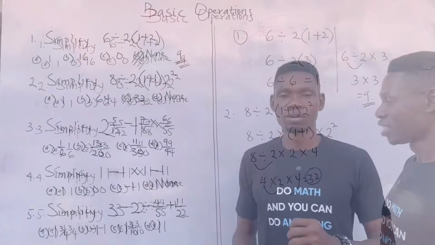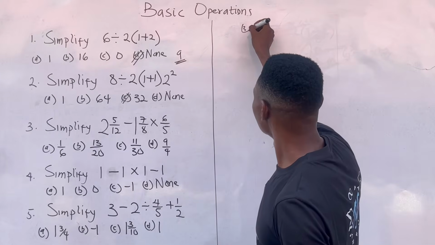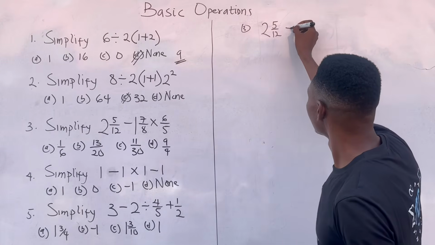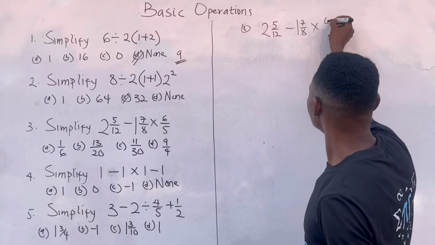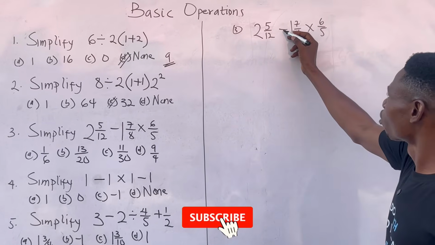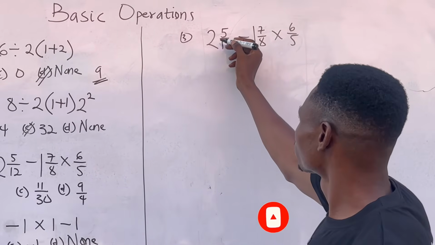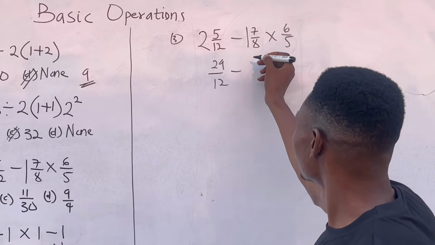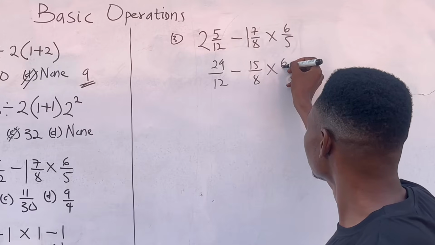C. Now, number 3, what we have is fractional. We'll have 2 5/12 minus 1 7/8 multiplied by 6/5. Remember our BODMAS, we do multiplication before subtraction. But let's convert everything to improper fractions first to make it easier. So this will give us 12 multiplied by 2 is 24 plus 5. That's 29/12 minus 8 multiplied by 1 is 8 plus 7. That's 15/8 multiplied by 6/5.